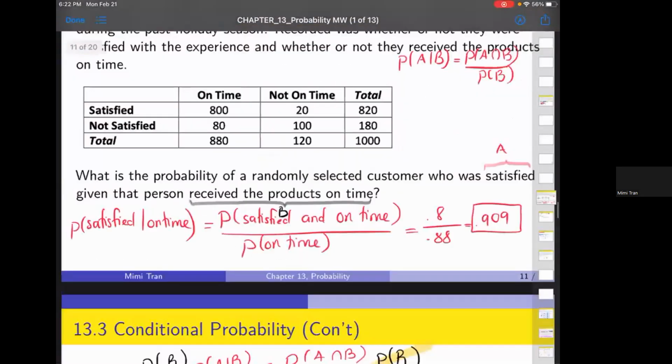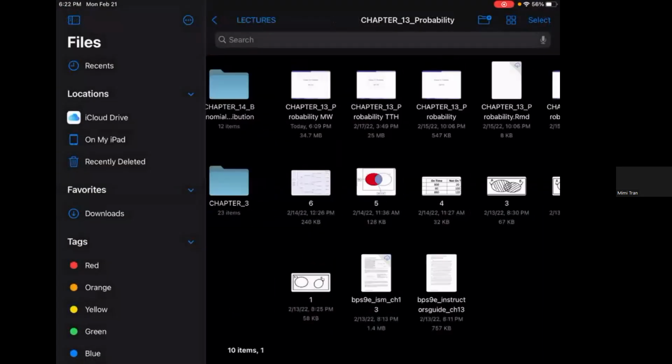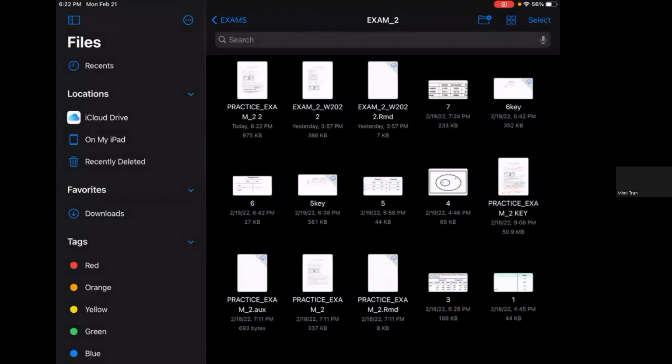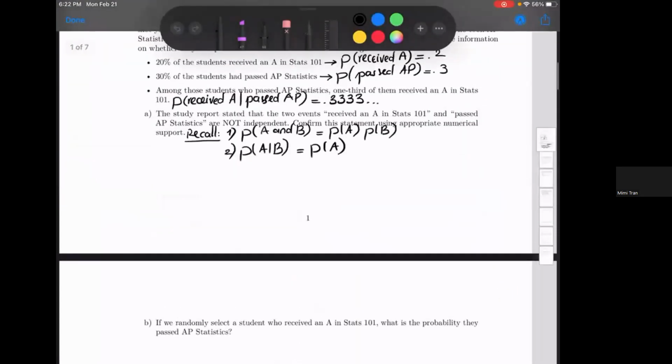I'm not sure you guys remember right here. There's another way to solve for P of A and B instead of that addition rule, right? Remember, you can manipulate the conditional equation, and then you can solve for P of A and B, which is P of B times P of A given B. You don't have to remember that. I'll show you how to do this. Let me say what I want. So we're going to use this option right here, the first one.